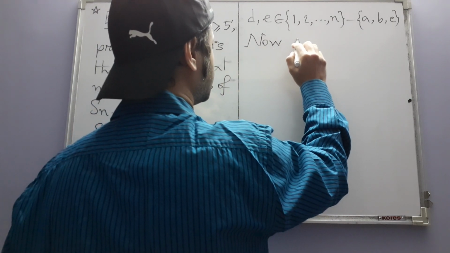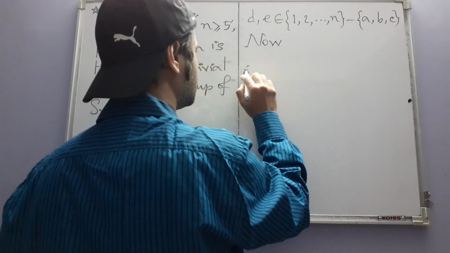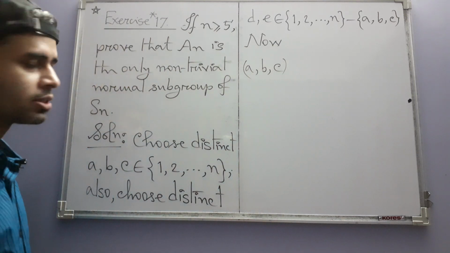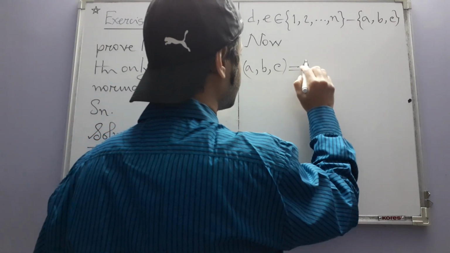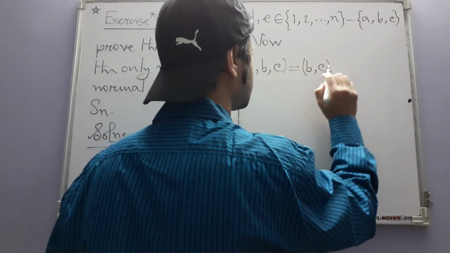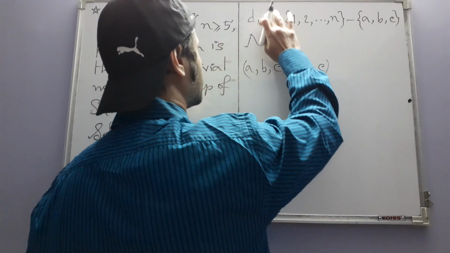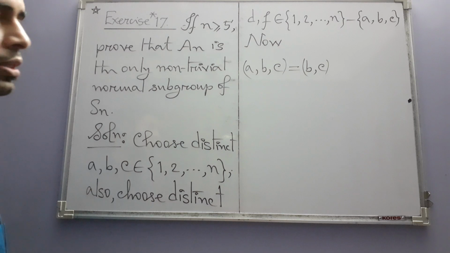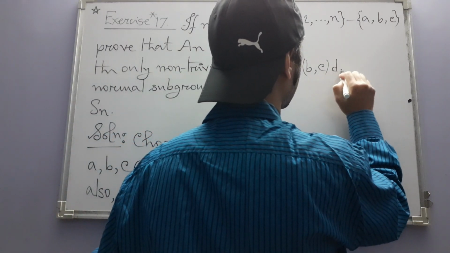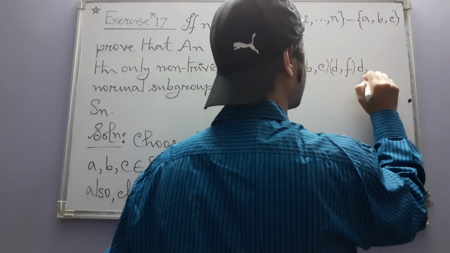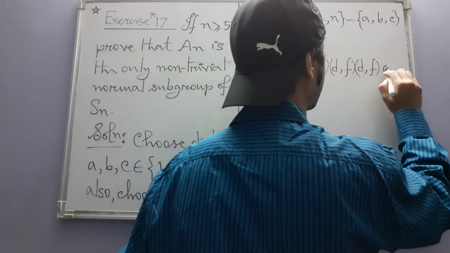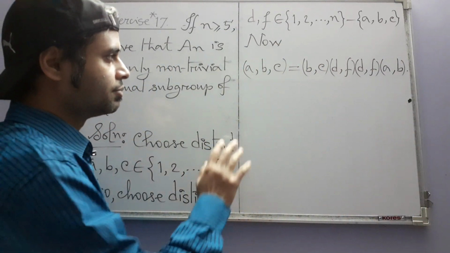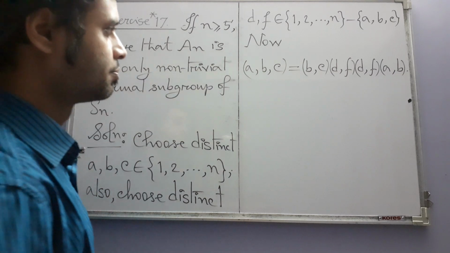Now, we claim that the three cycle (A B C) is equal to this product. Oh, okay, we may confuse E with the identity element, so let's just consider this last symbol as F. Okay, let us now see if this is actually the case.